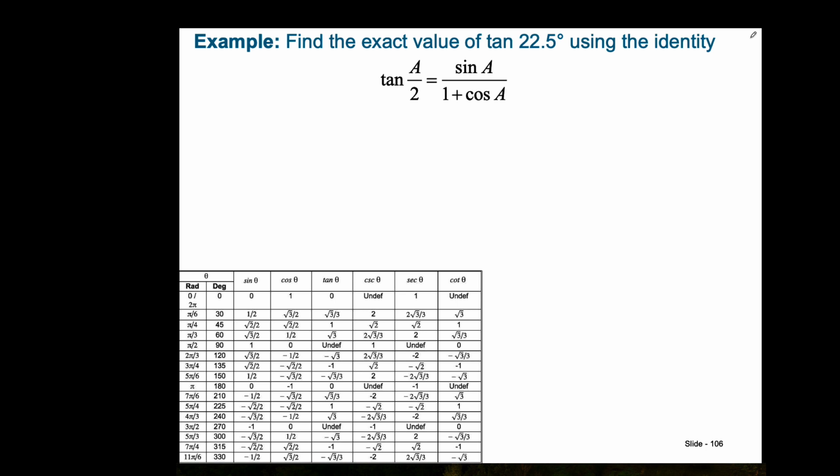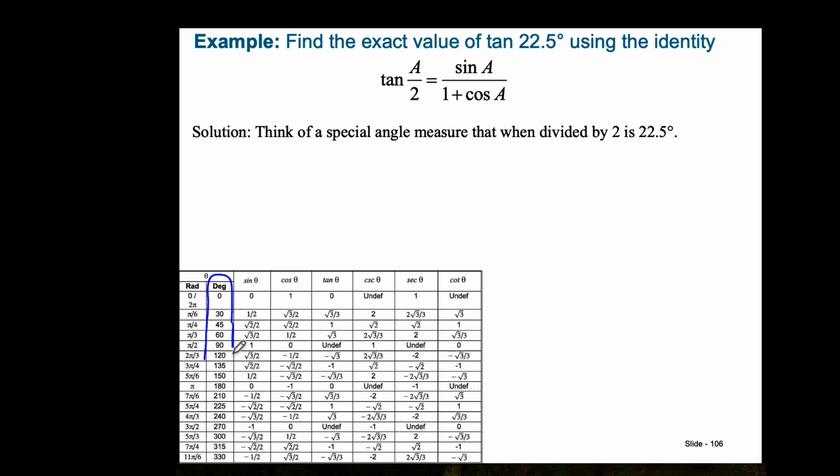In this example, we're asked to find the exact value of tangent of 22.5 degrees using, and very specifically, they want us to use this half angle identity. Okay, to use that, we would need to think of a special angle measure that when divided by 2 is 22.5 degrees. So we go over here, any of these values here, that when divided by 2, we get 22.5 degrees. Hopefully you came up with 45 degrees. 45 divided by 2 is 22.5.